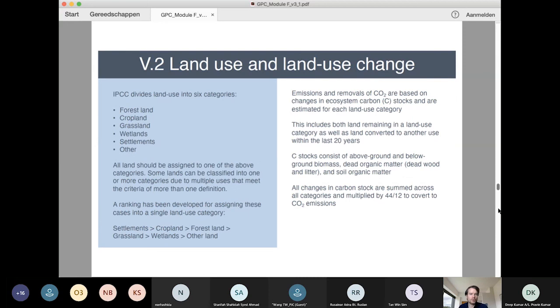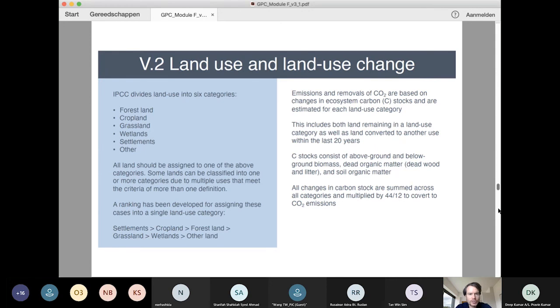Okay, so that's 5.1. That's the livestock. Next, land use category, and the IPCC divides land use into 6 categories: forest land, cropland, grassland, wetlands, settlements, or other.